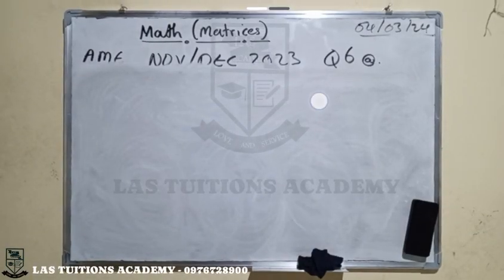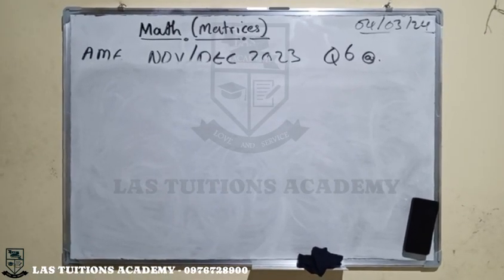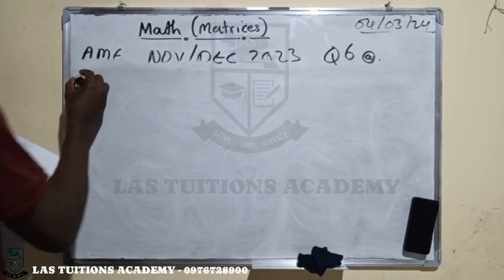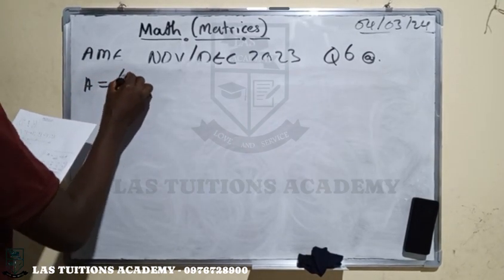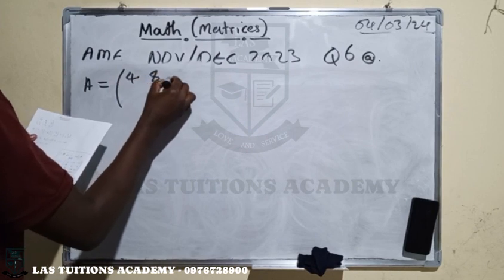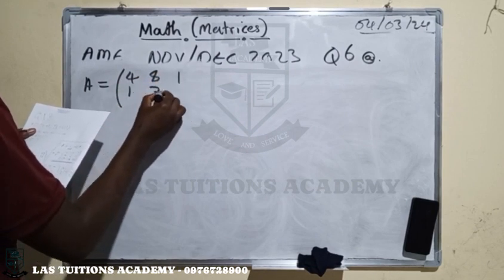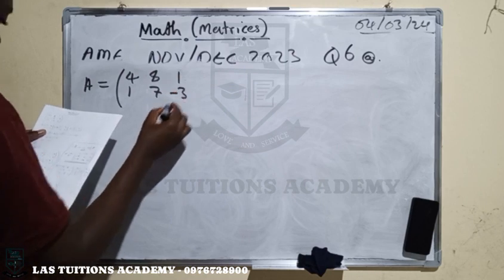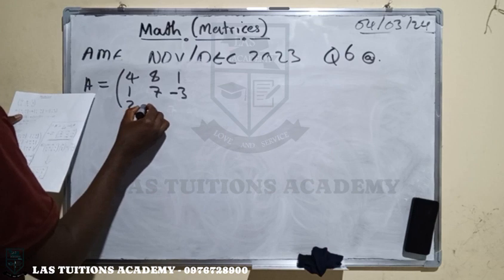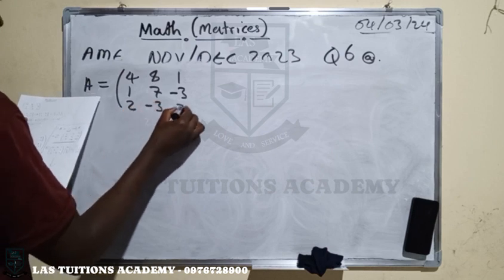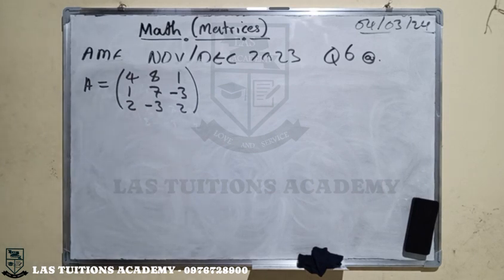So we go back to our matrix. We have our matrix A is equal to [4, 8, 1; 1, 7, -3; 2, -3, 2]. Okay, so we have our matrix like that.